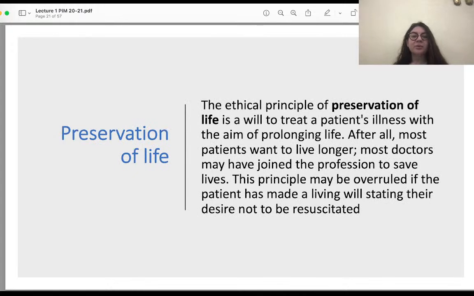The ethical principle of preservation of life is the will to treat the patient's illness with the aim of prolonging life. After all, most patients want to live longer. Most doctors may have joined the profession to save lives. This principle may be overruled if the patient has made a living will stating their desire not to be resuscitated.